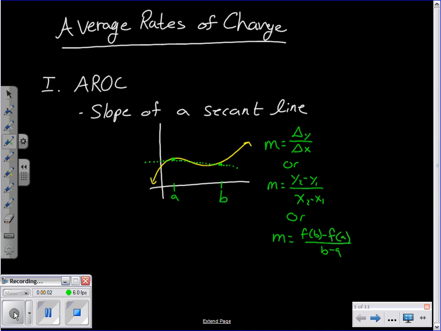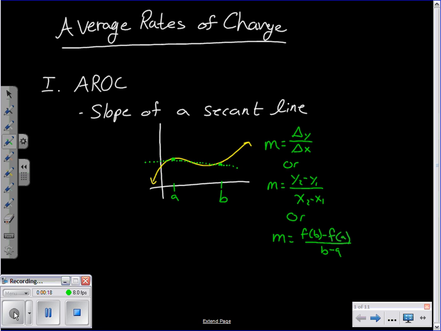Okay, in this lesson, what we're doing is we're looking at average rates of change and how to calculate those. So I'll abbreviate average rate of change as AROC. And really, what the average rate of change is, it's the slope of a secant line along a curve.